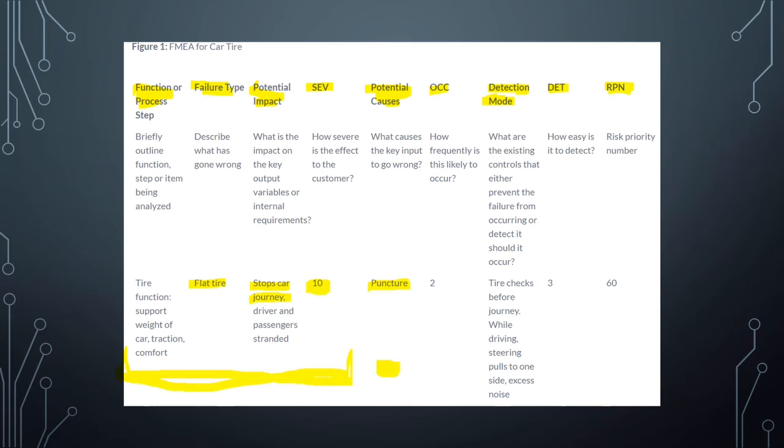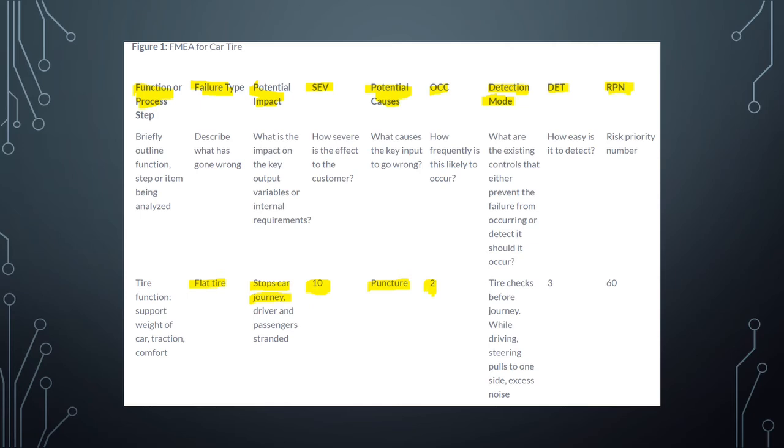That way we can properly determine our risk mitigation techniques, because the way we prevent punctures will be different from the way that we would prevent a leaky valve or resolve that. So we're saying in this case, a puncture is the potential cause. How likely is this to occur? Not very likely. It's only a 2.